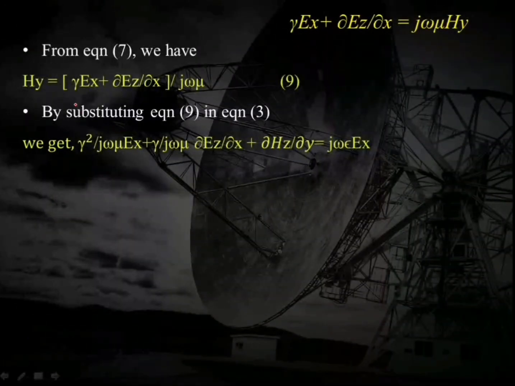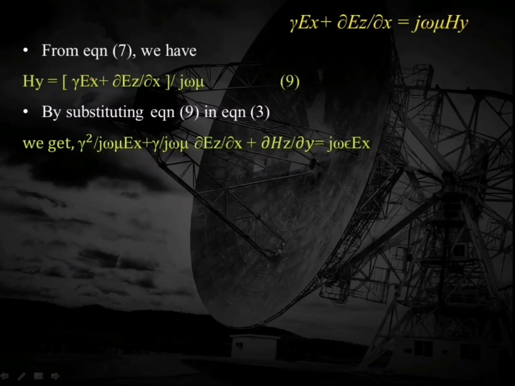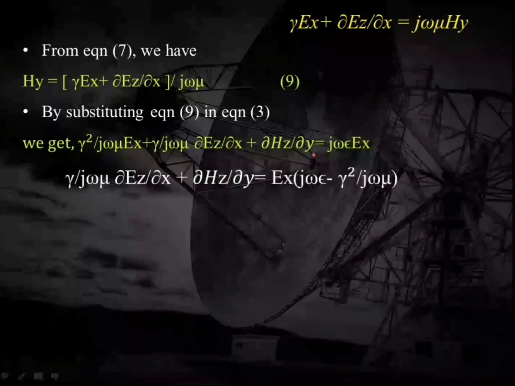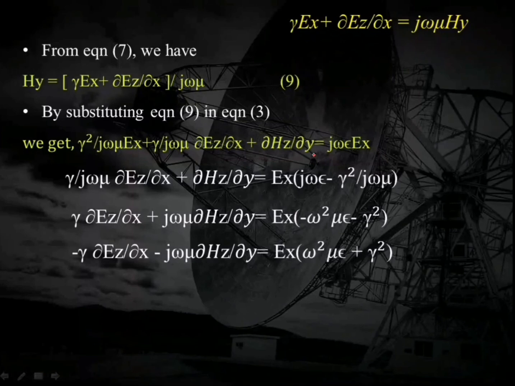I have done this in the next slide. The value of Hy from the equation 7 has been obtained as gamma Ex plus del Ez by del x divided by j omega mu, and when I have substituted this in the equation number 3, I got gamma square by j omega mu Ex plus gamma by j omega mu del Ez by del x plus del Hz by del y equal to j omega epsilon of Ex. Solving it further, I will get the solution as minus gamma del Ez by del x minus j omega mu del Hz by del y equal to Ex of omega square mu epsilon plus gamma square.